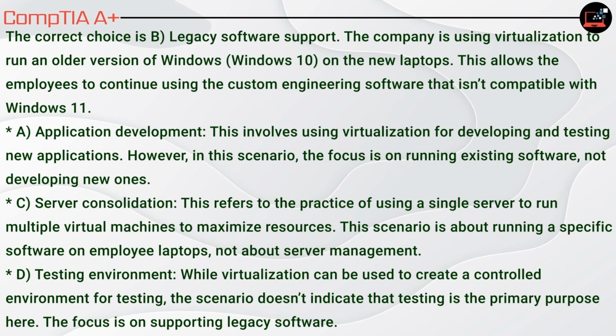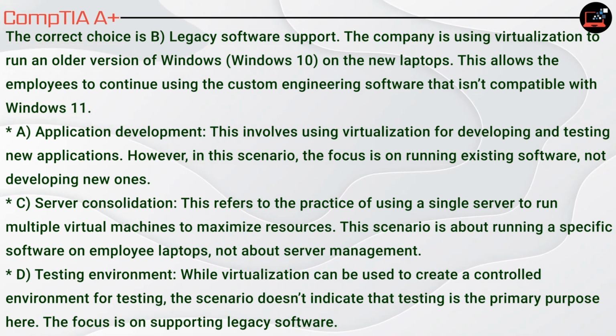The correct choice is B, legacy software support. The company is using virtualization to run an older version of Windows, Windows 10, on the new laptops. This allows the employees to continue using the custom engineering software that isn't compatible with Windows 11.